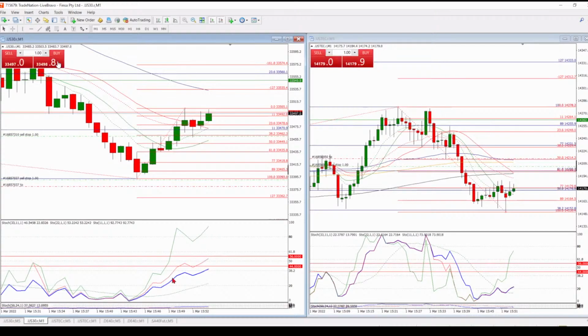Watching. Don't really see any resistance. 23.6 daily, about 9 points away, and on US Tech it's about 50. Oh, sorry, on opening, Dow opening, it's about 50 points away.